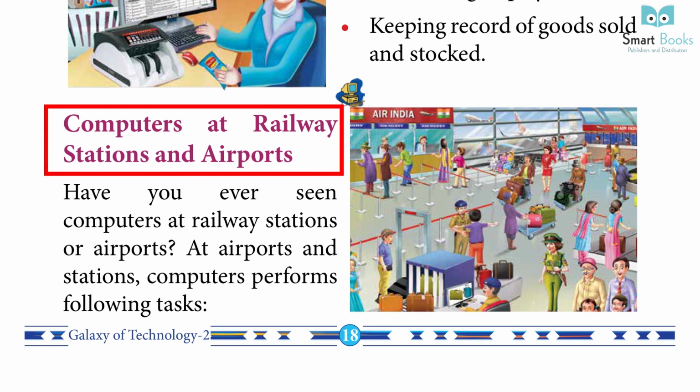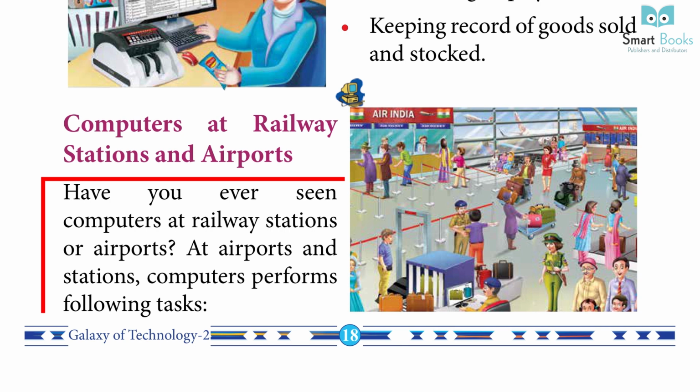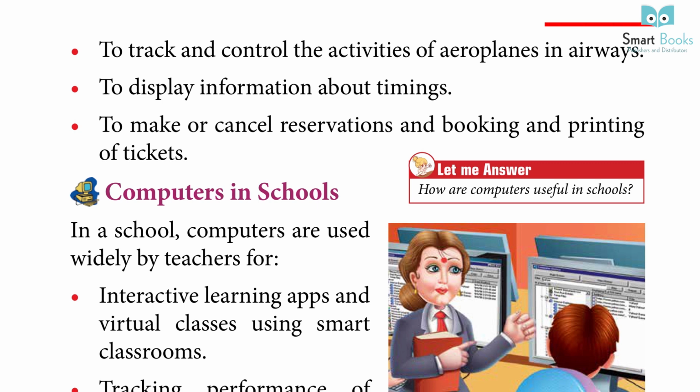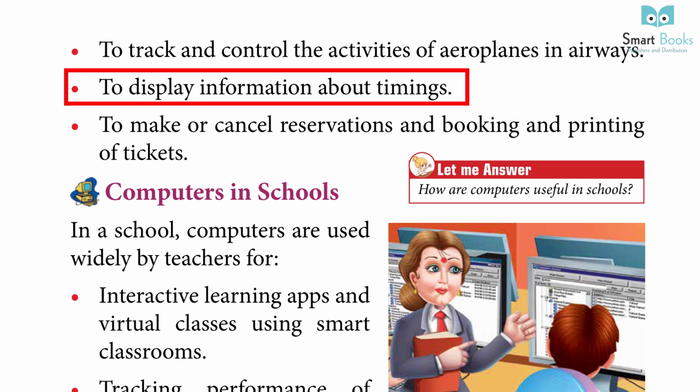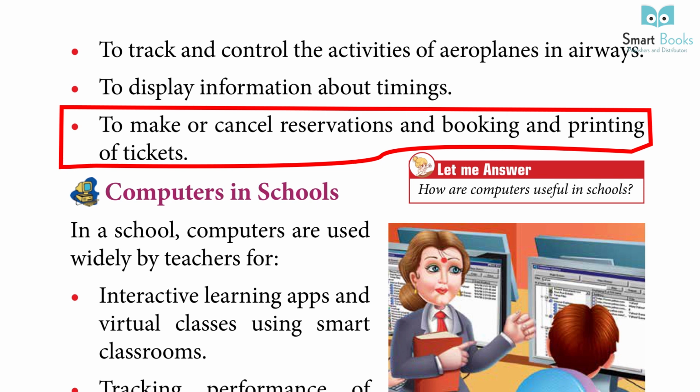Computers at railway stations and airports. Have you ever seen computers at railway stations or airports? At airports and stations, computers perform the following tasks: to track and control the activities of airplanes in airways, to display information about timings, to make or cancel reservations and booking and printing of tickets.